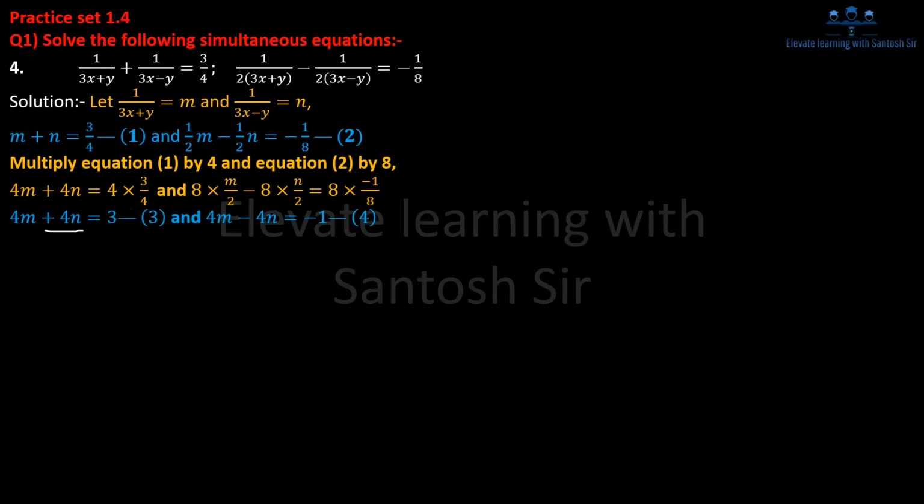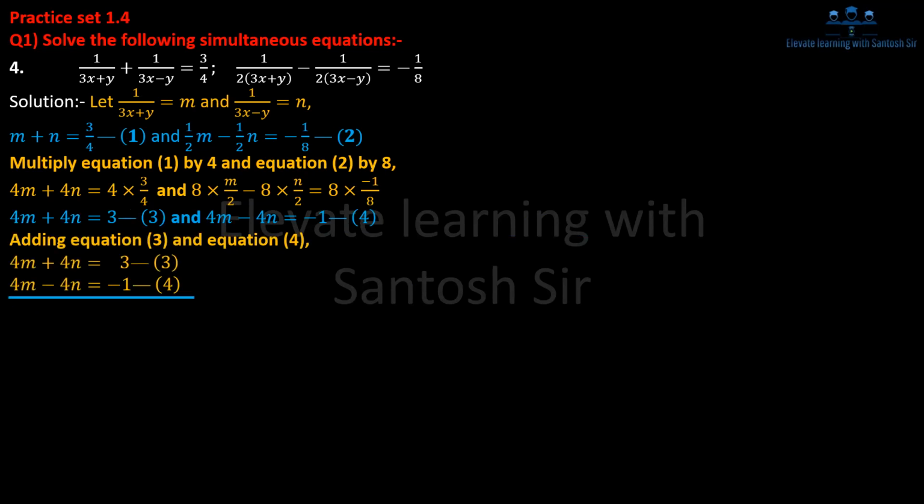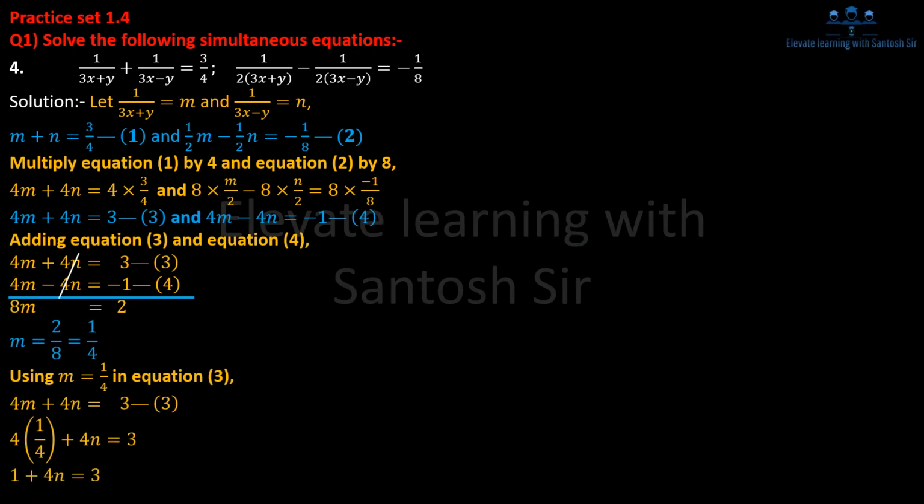If you observe this, we have plus 4n and minus 4n in the two equations. So we can simply add them up so that plus 4n and minus 4n get cancelled. We get 8m is equal to 2 and we get m is equal to 1 upon 4. Let's use this value of m in equation 3. If we use this in equation 3, we will get the value of n, and n turns out to be 1 upon 2.